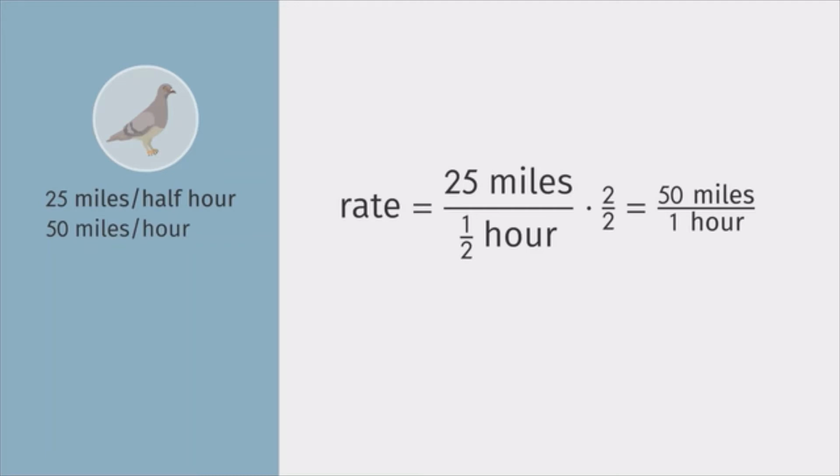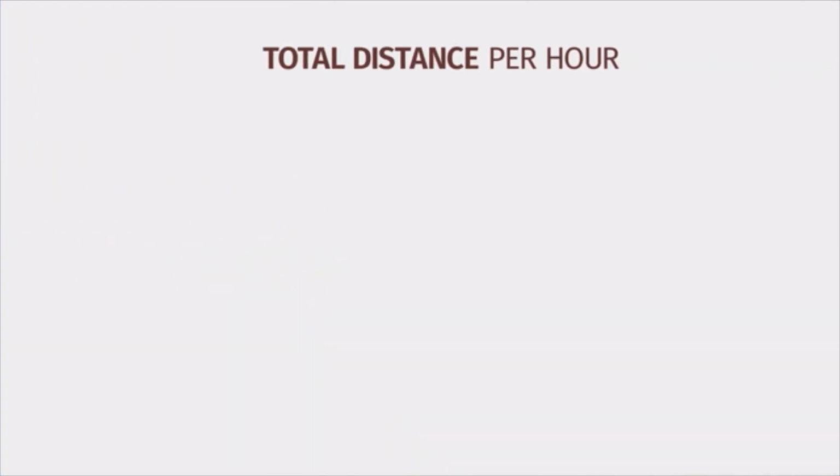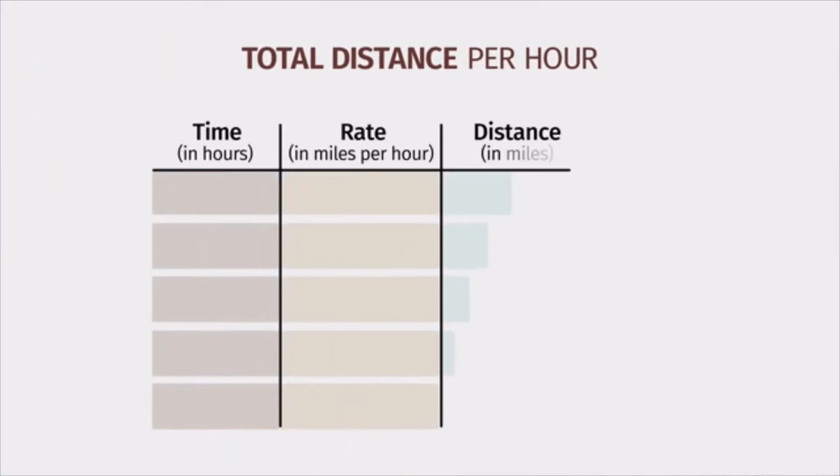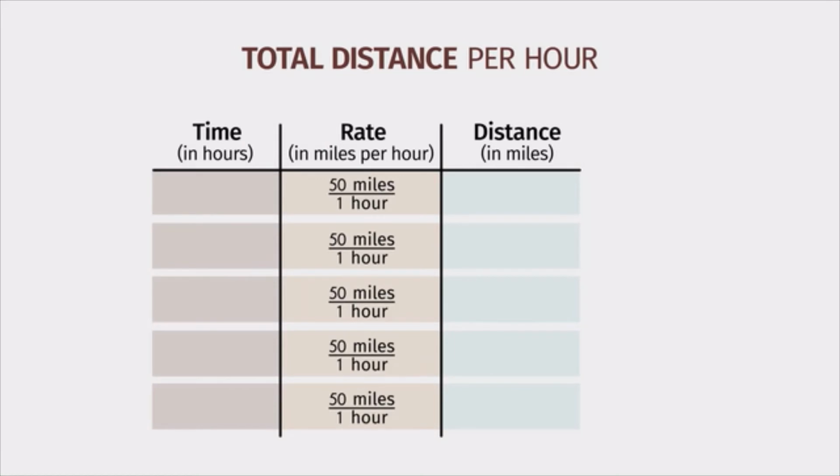Let's help Giovanni figure out where his pigeon will be after a certain amount of time has passed. We can create a table using different values for time to see how much progress the pigeon has made. We know the pigeon flies at a rate of 50 miles per hour. So, after 1 hour, the pigeon will have flown a total of 50 miles.